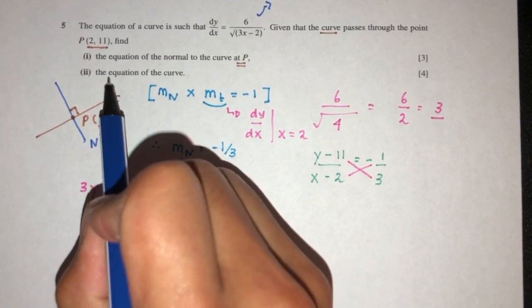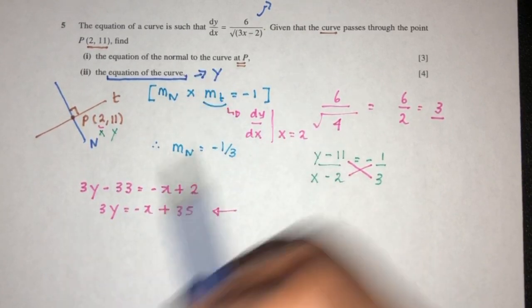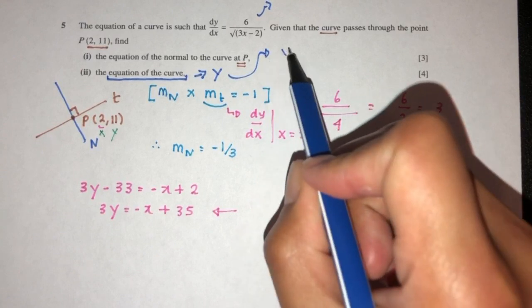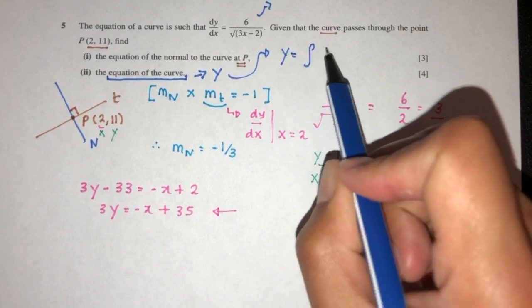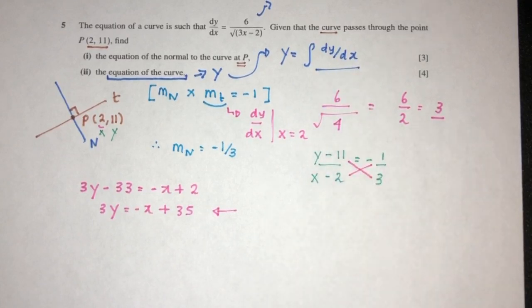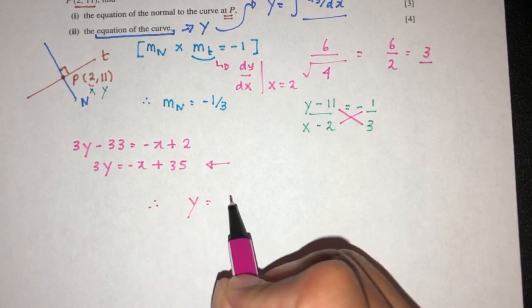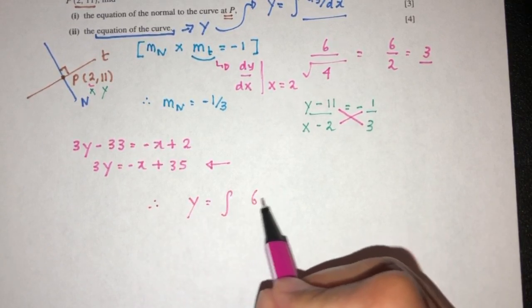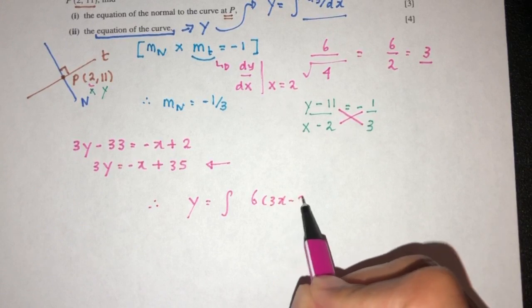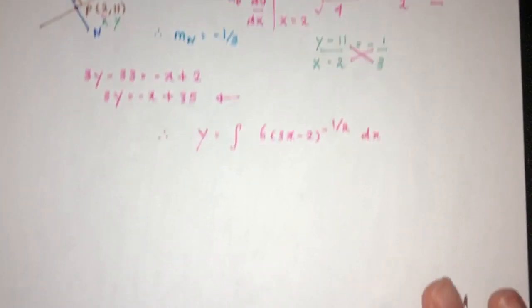Now what is the equation of the curve? It is the value of y. Now we understand y is equal to the integration of dy by dx. So you have to know this to find the equation of the curve. So y will be the integration of dy by dx, which is 6 (3x minus 2) to the power minus half dx. Let's solve.